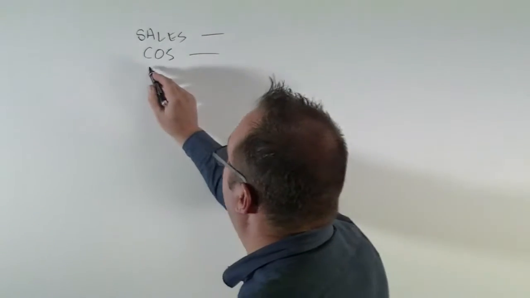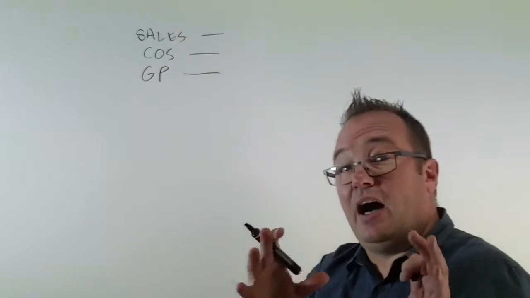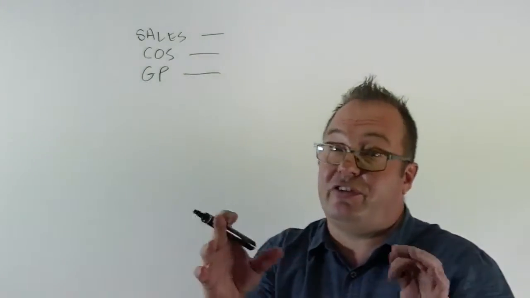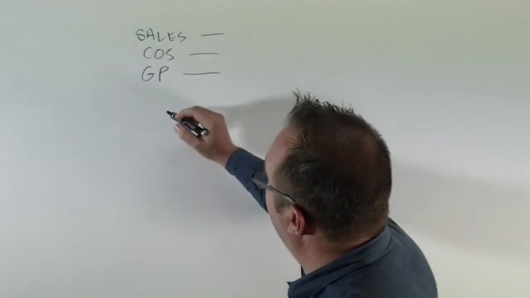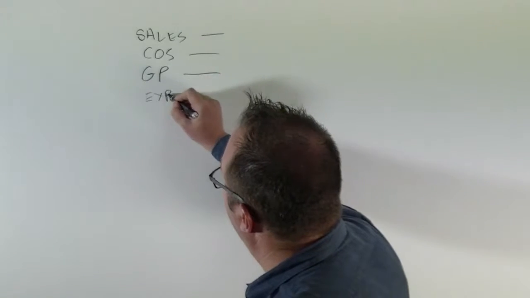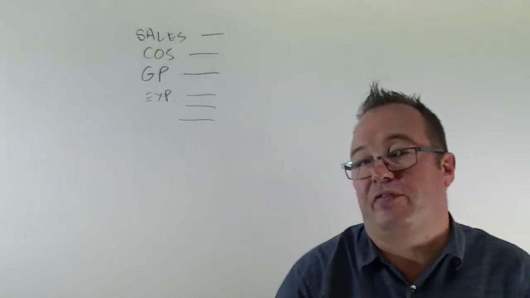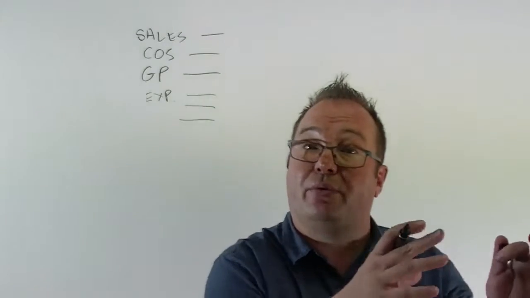Underneath your cost of sales, you've got your gross profit, how much money you make after you've paid for the materials you're selling. Now, off the gross profit come your expenses. So you've got your expenses there, and you've got a variety of expenses that come off that gross profit to give you your net profit.